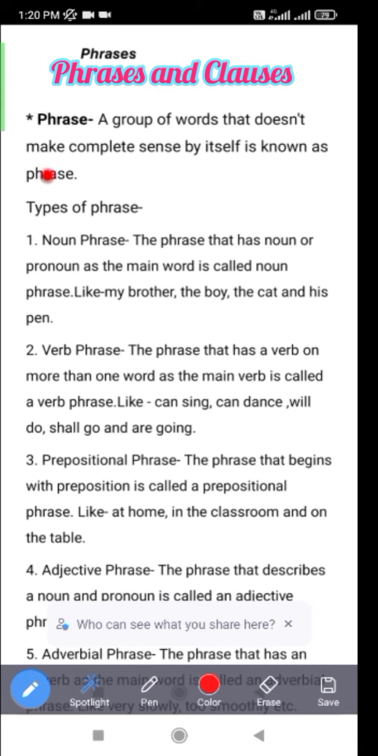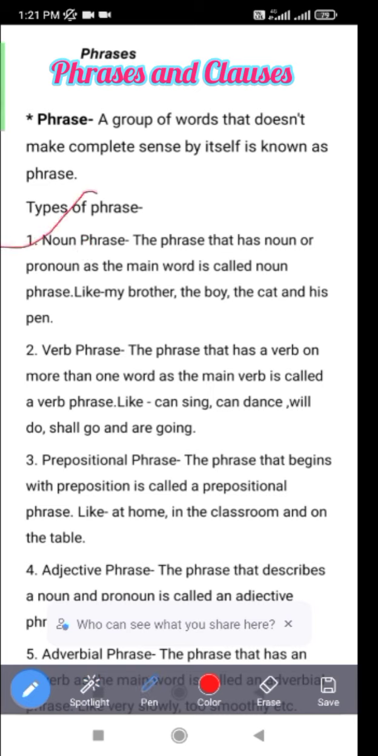So now you have understood what a phrase is. It has a group of words. It may have 2 words, it may have 3 words, no problem, but it is not complete sense. It doesn't give complete sense like a sentence. So the phrase is also divided into different types. The first type is the noun phrase. What is a noun phrase? We will come to know.